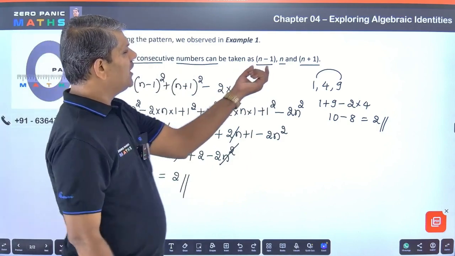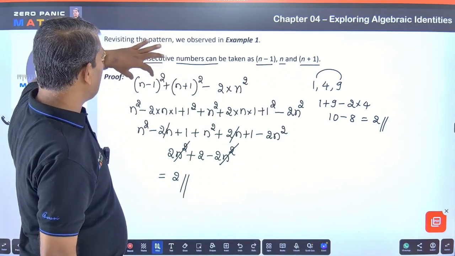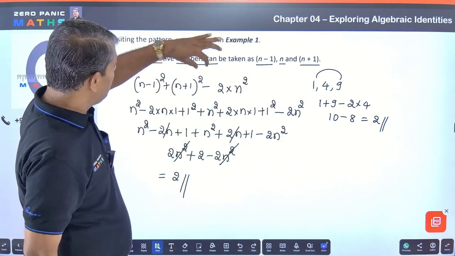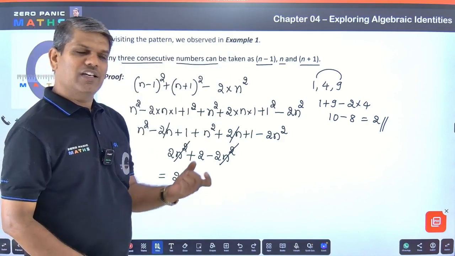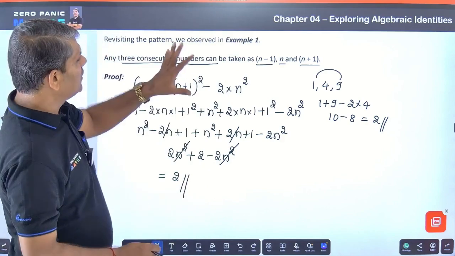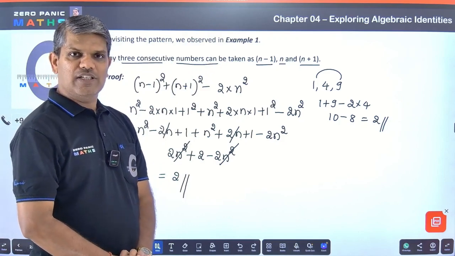So whatever three consecutive numbers you start with, adding the squares of the first and third and subtracting twice the square of the middle number will always give you 2. This is the proof of this identity, which we considered as example one. You understood this? Okay.